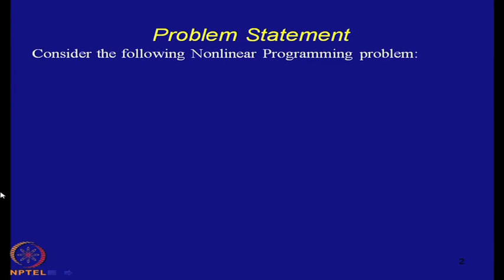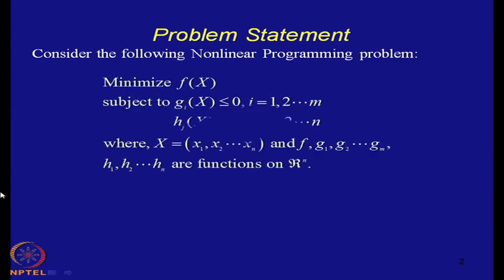Now, here we are dealing with the most general optimization problem, that is the nonlinear programming problem, which can be mathematically stated in this fashion. And here we are considering the general nonlinear programming problem, where n number of decision variables are involved, and we are having the constraints.